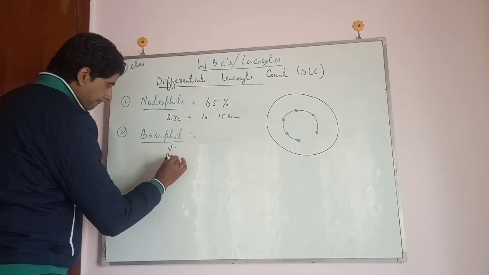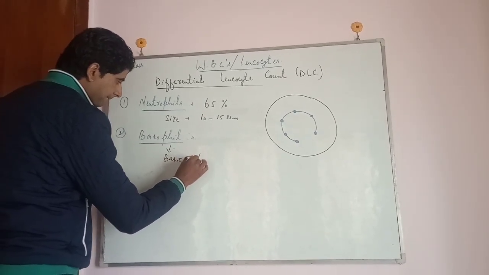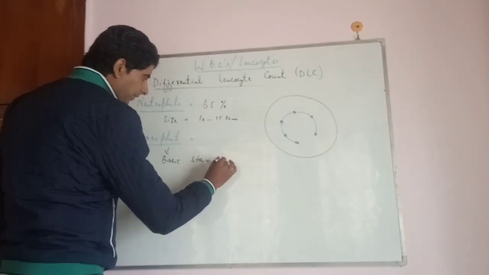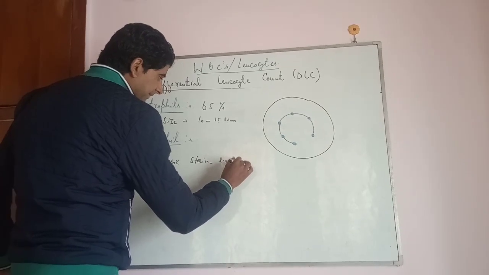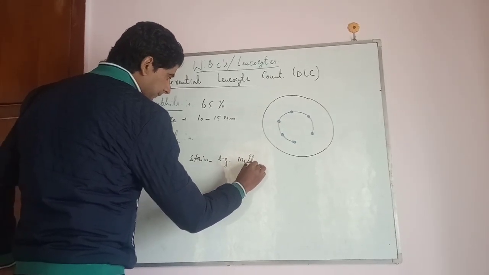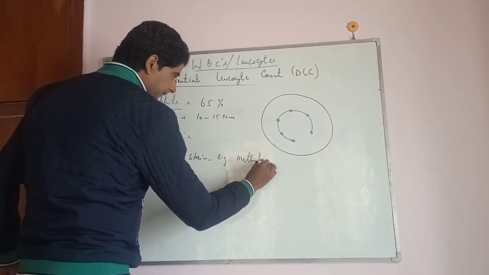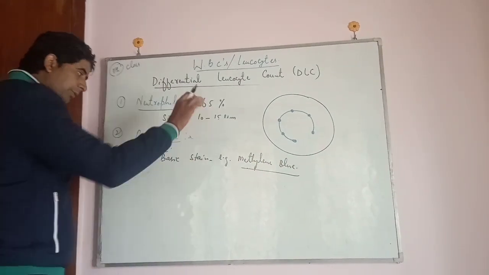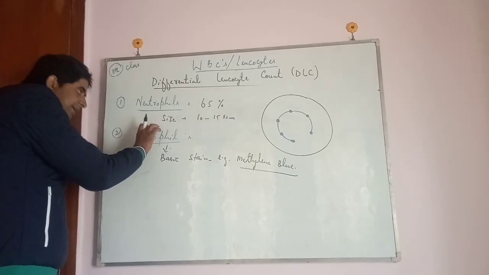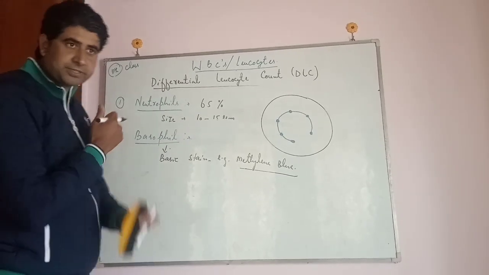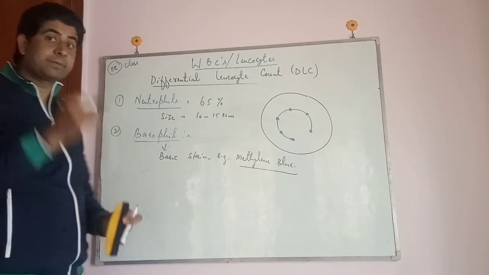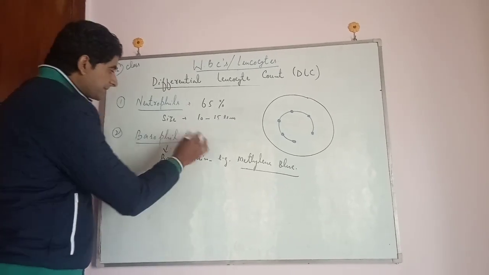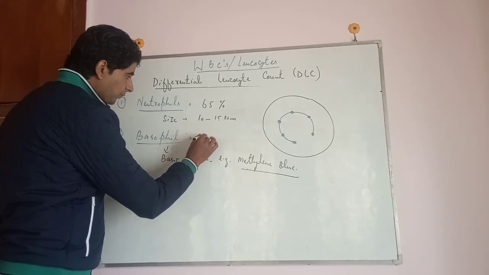basic stain. And which is the basic stain? For example, methylene blue. Methylene blue is a basic stain and this basic stain these WBCs absorb. That is why they have been termed as basophils. And their percentage is very low.